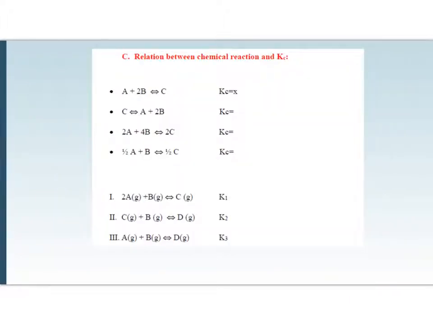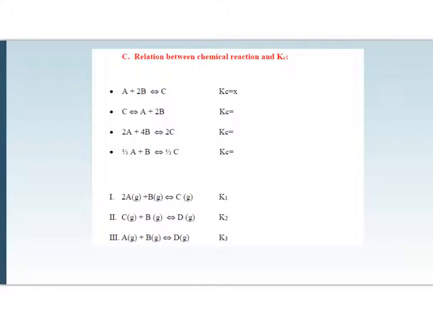Now, the relation between chemical reactions and Kc. Remember Hess's law. When you multiply the reaction by 2, you also multiply the delta H value by 2. When you reverse the reaction, you take the minus sign of the delta H. When calculating delta H, you subtract the molar heat of formation of reactants from the molar heat of formation of products. In this case, you have a division here.